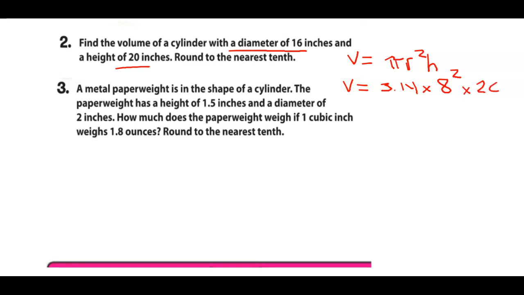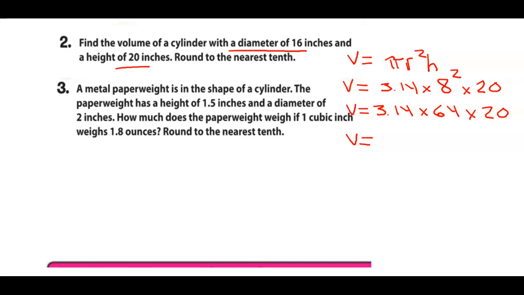So we are going to do volume is equal to 3.14 times 8 squared. 8 squared is going to give me 64, times 20. We're just going to go ahead and multiply straight across. The commutative property there says that order does not matter with multiplication.